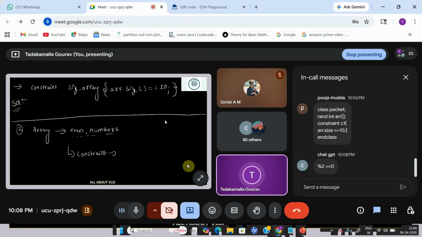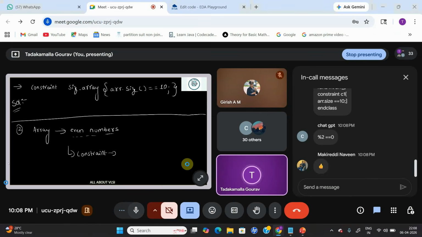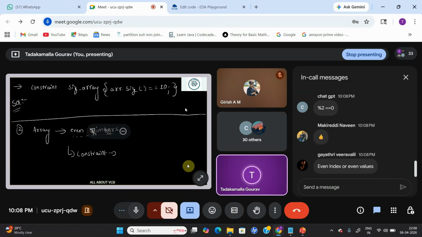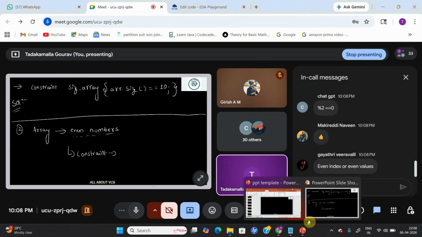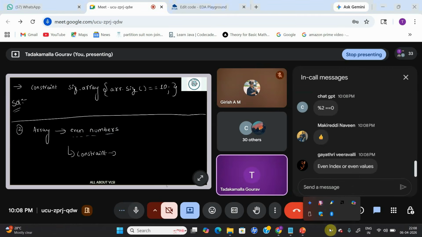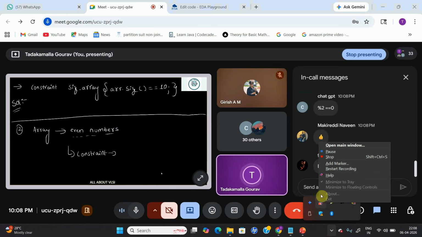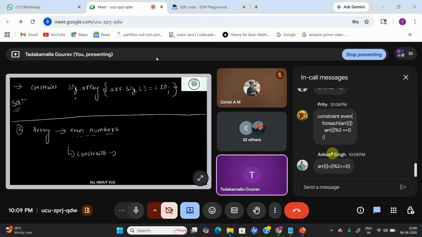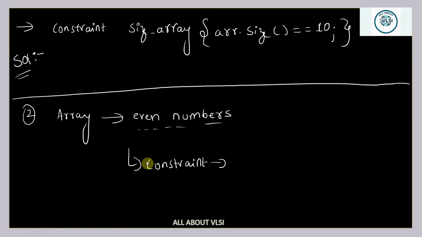Exactly. Percentage 2 we can use for checking whether we are going to have not even index. Here the question is all the indexes should have the even numbers only. Okay. Others also please try. We are going to write it down.